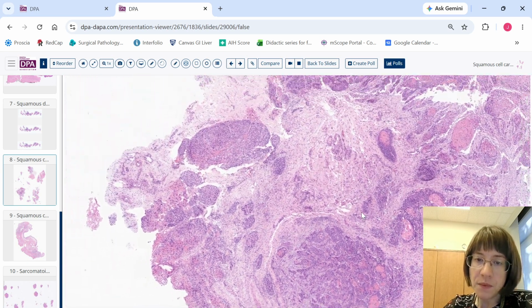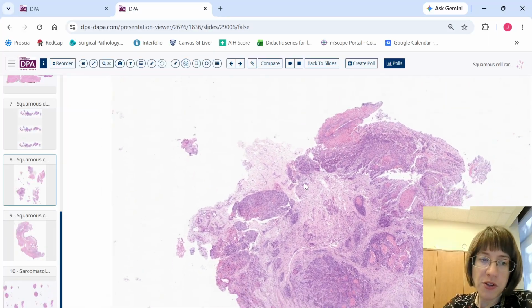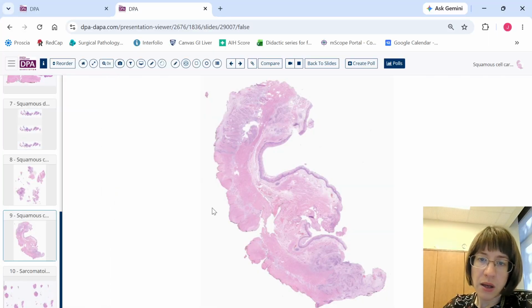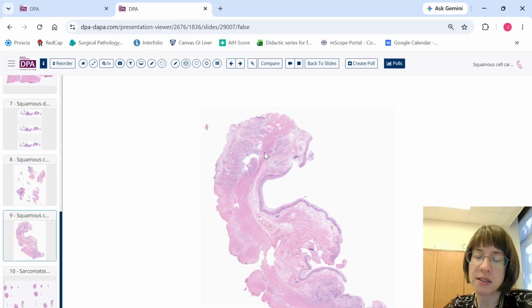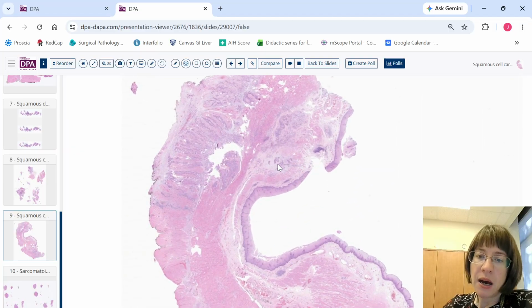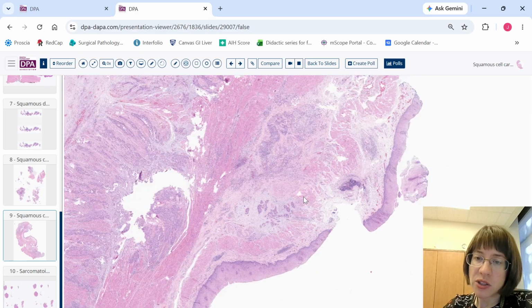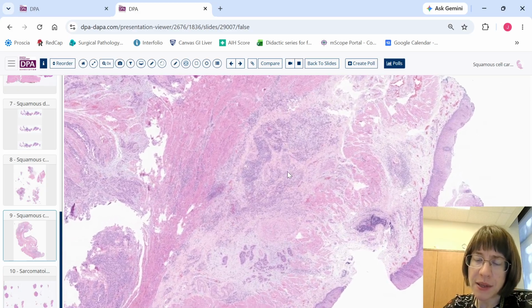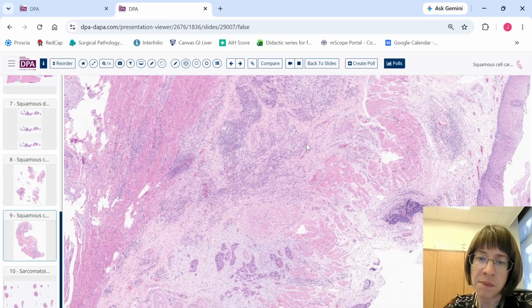And I now want to move on to a resection specimen. So we were looking at a biopsy before, and I just kind of want to walk you through what this would look like on a resection. So this is an esophagectomy specimen. So what we can see here, I don't see the in situ lesion here, but that's okay. You don't always see it in every section.